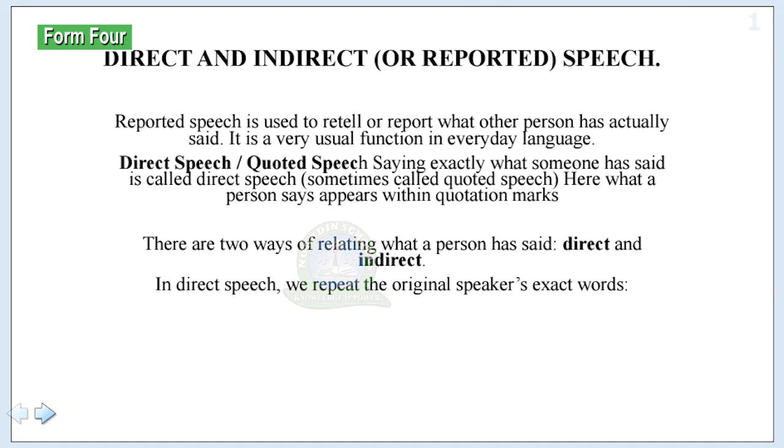So what is reported speech first? Reported speech is used to tell or report what another person has actually said. It's a very usual function in every language. Direct speech or quoted speech, saying exactly what someone has said, is called direct speech. Here, what a person says appears with quotation marks.